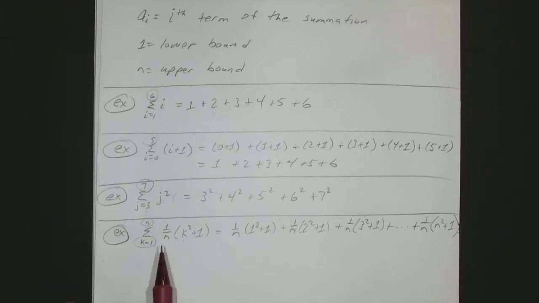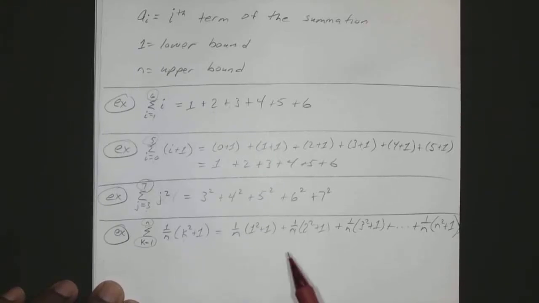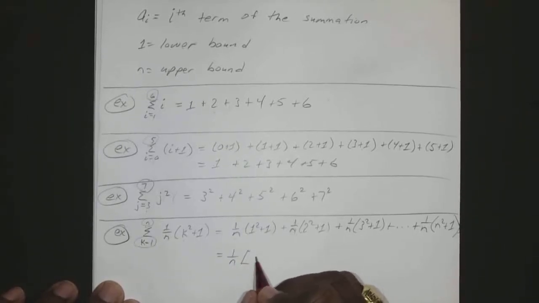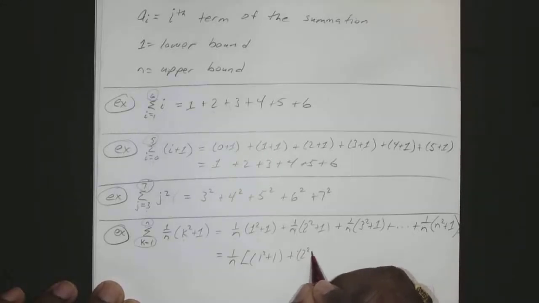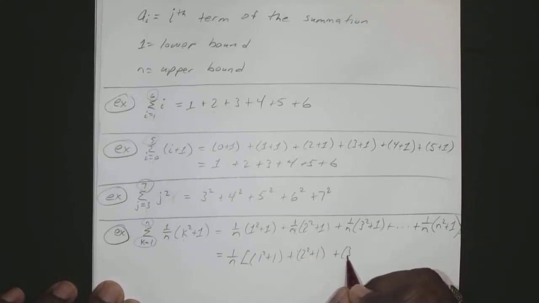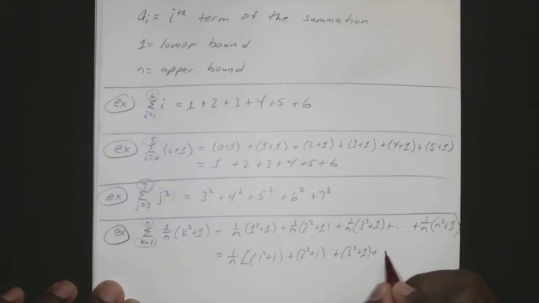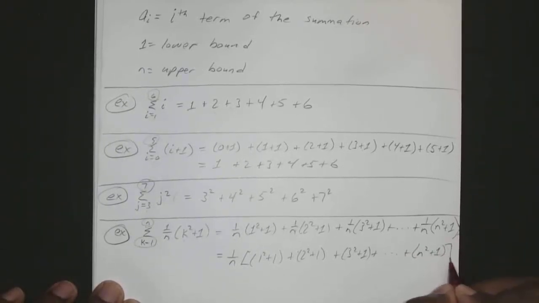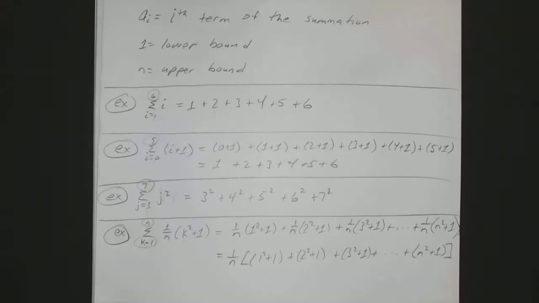Okay. Now if we wanted to, this 1 over n, we could have just factored that right out because we're only changing the k. So that 1 over n just shows up in every term. So we could have just made that 1 over n times 1 squared plus 1 plus 2 squared plus 1 plus 3 squared plus 1 all the way to n squared plus 1. All right. So any questions on that one?